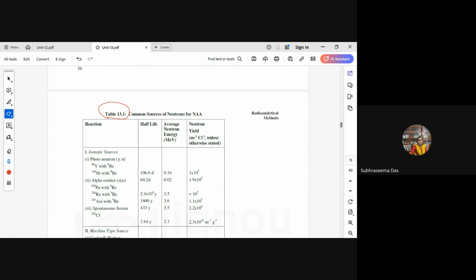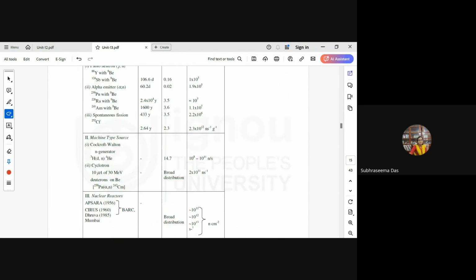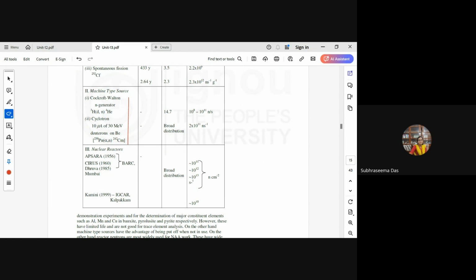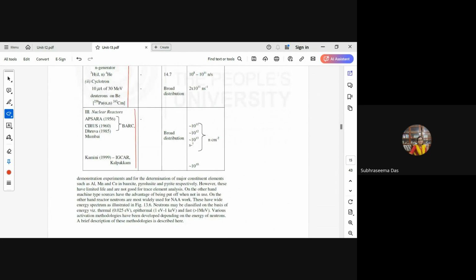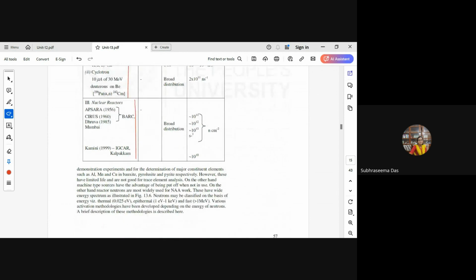For isotopic sources, the photoneutrons are used. For machine type sources, these are the instruments that produce neutrons. And for nuclear reactors, neutrons are provided from nuclear reactors like Apsara, Cirus, Dhruva, Mumbai in BARC, and the Kamini nuclear reactor in IGCAR Kalpakkam. So these are some of the common sources from which we obtain neutrons to carry out NAA.